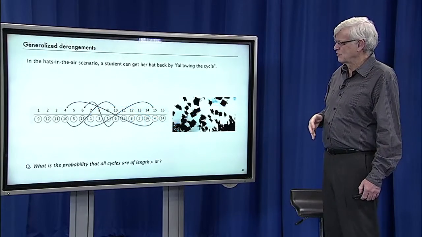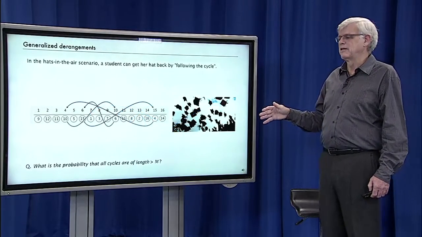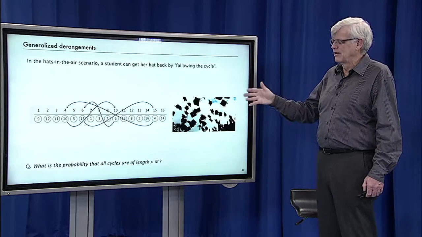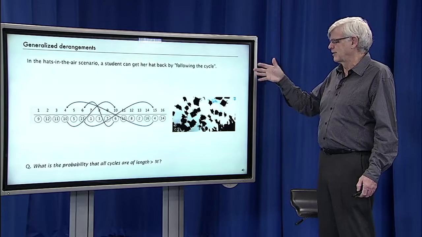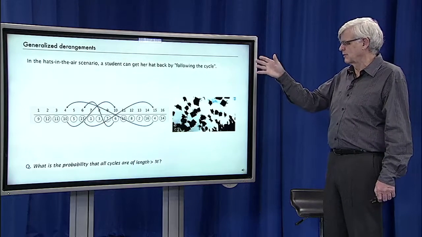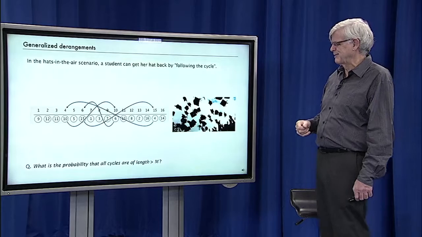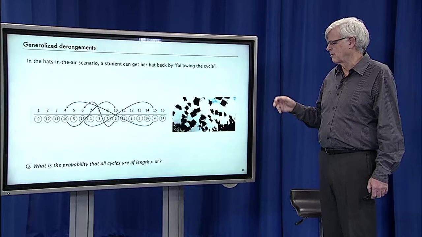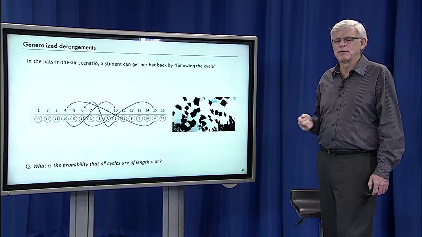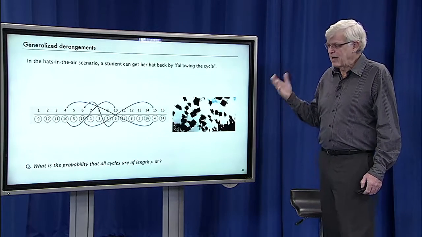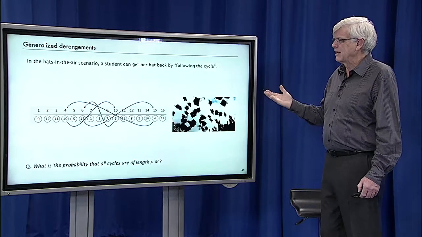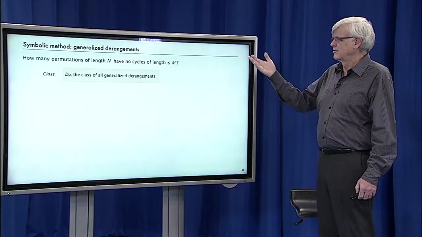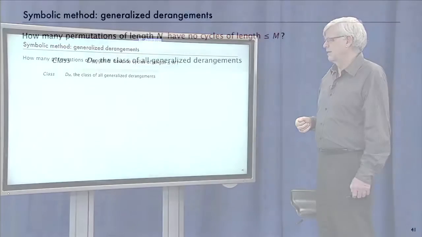So now we have the more general problem. What's the probability that all cycles are of length bigger than m? That is, everybody would have to talk to at least m random people to get their hat back. That's the generalized derangements problem. Now that problem is much more difficult to analyze, but with the symbolic method, we can get right to the generating function. It's just generalizing the argument that I just gave.